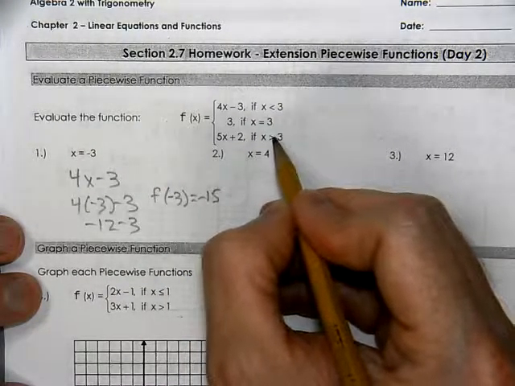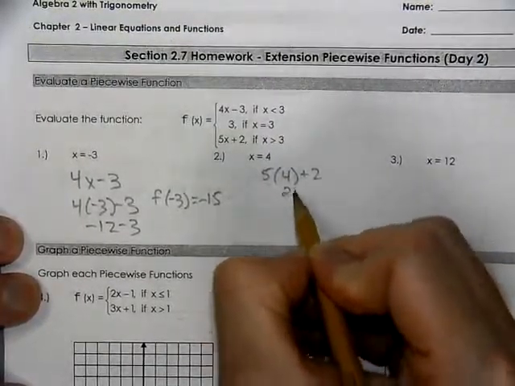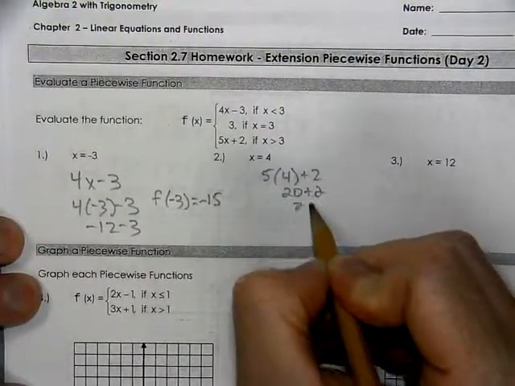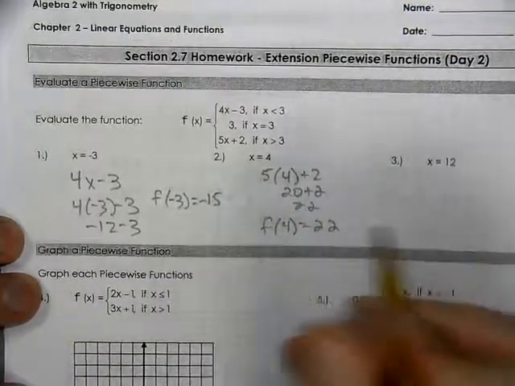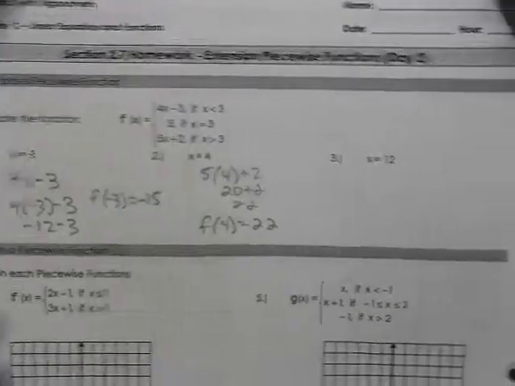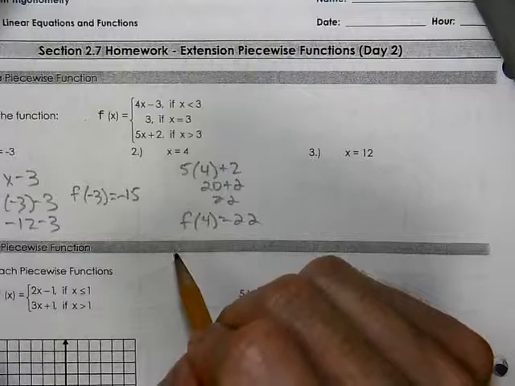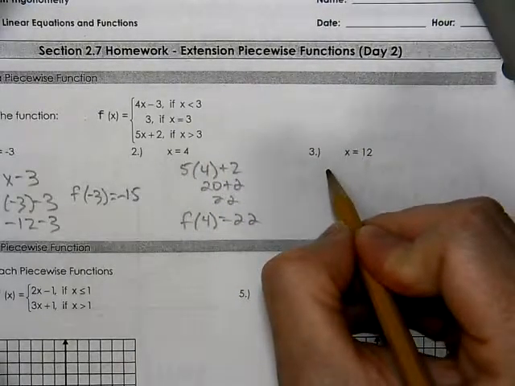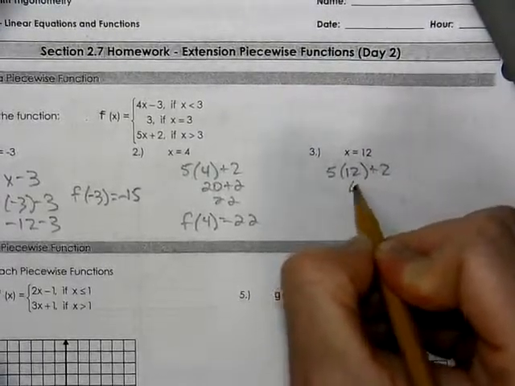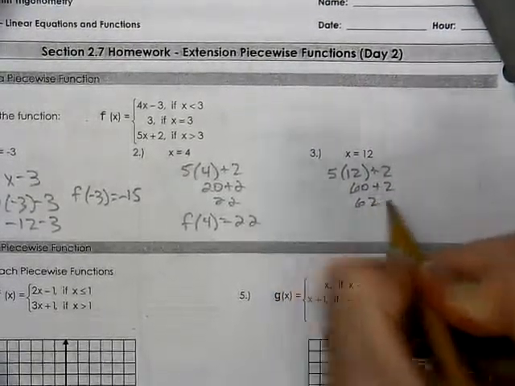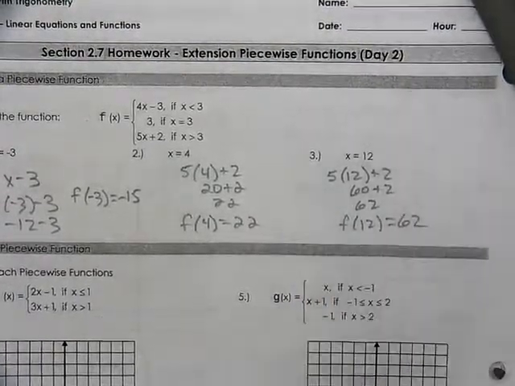4 is greater than 3. So we're going to say 5 times 4 plus 2. 20 plus 2 is 22. So f of 4 is 22. 12 is also going to be greater than 3. So 5 times 12, which is 60, we get 62. So f of 12 equals 62.